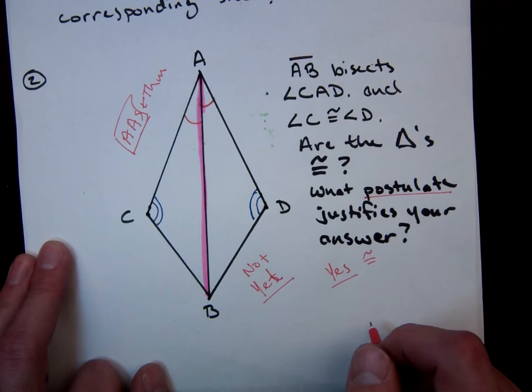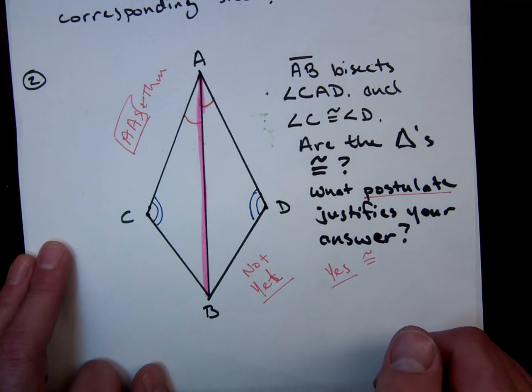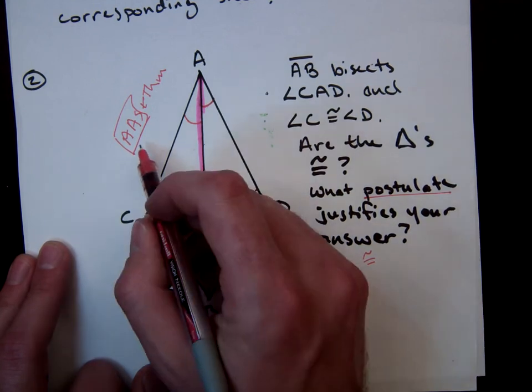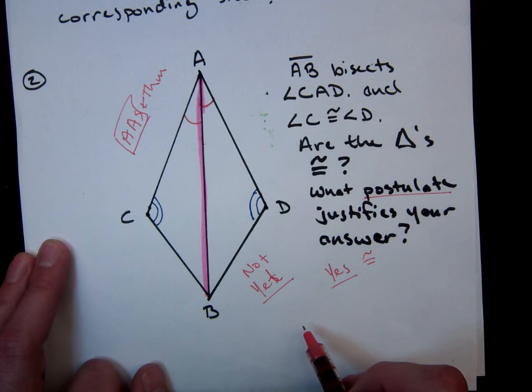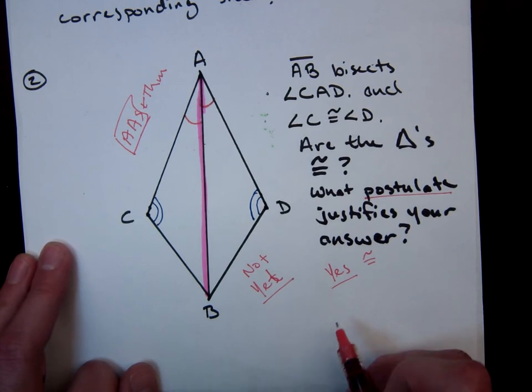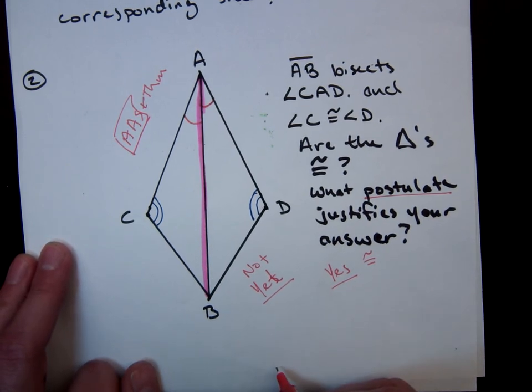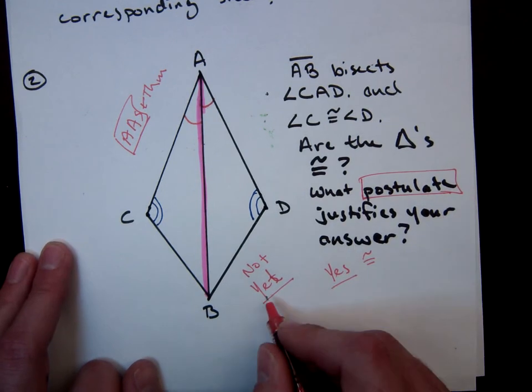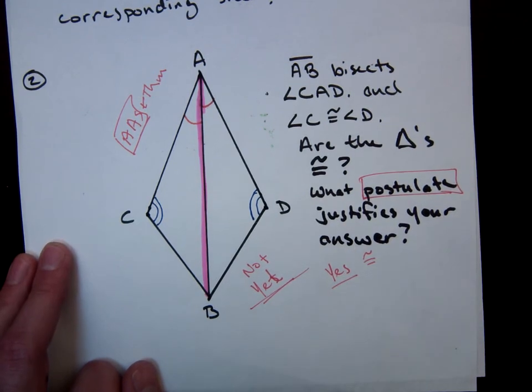Now, I won't trick you up like this on the test. This was a minor mistake. But angle, angle, side is a way to prove congruency, but we have not yet proven it in our study of geometry. Therefore, we do not have a postulate, and in fact, we cannot prove that these are congruent as of yet.